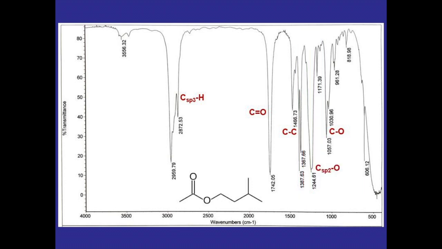Lastly, we have a little bit of an OH peak showing up here, but we don't have an OH group on this molecule, meaning that that peak has to be coming from some kind of contamination. So we'll go ahead and label that as OH contamination.